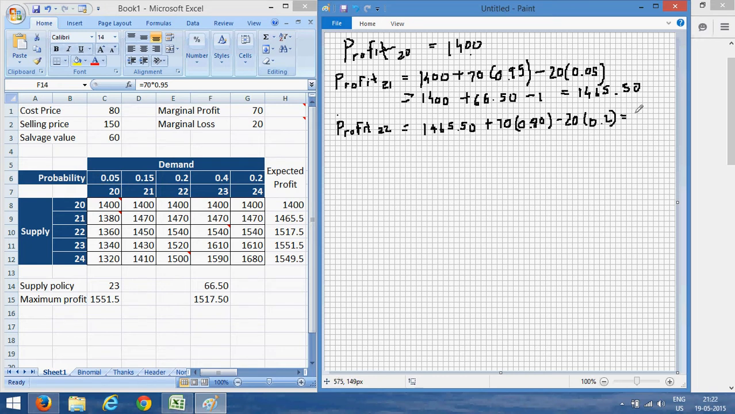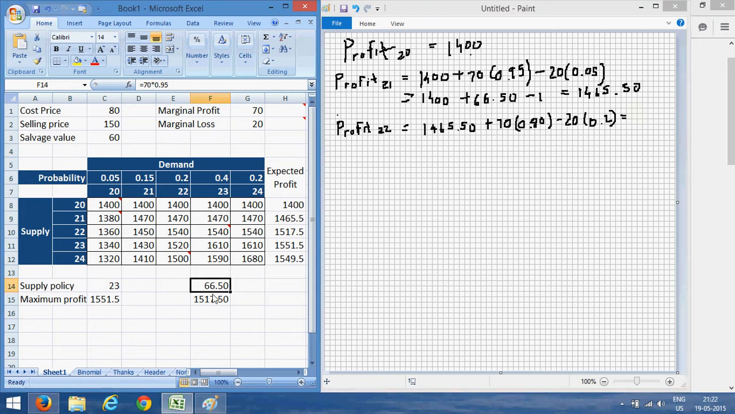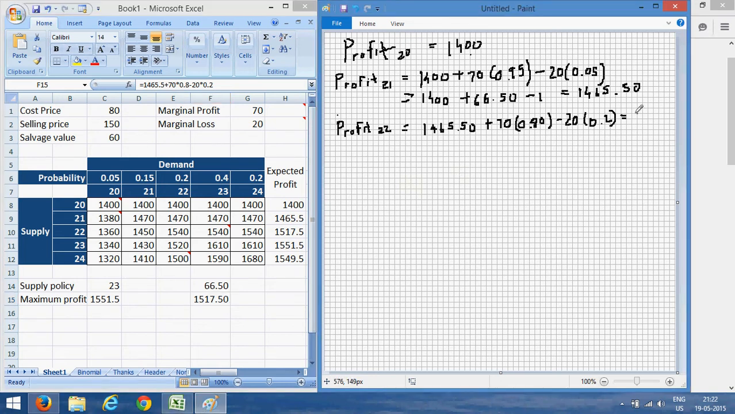And if I add it all, again, if you look here, the calculation is done to make our life easy. 1465 plus 70 times 0.8 minus 20 times 0.2 gives 1517. This is exactly right. So even this method is helping us come to the right solutions. So we can arrive at actual solutions quite easily. This is 1517.5.